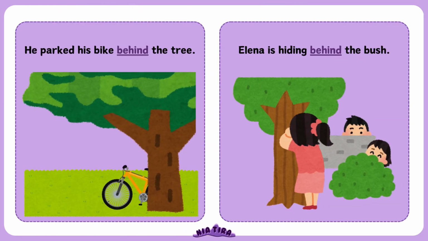He parked his bike behind the tree. In this sentence, the preposition behind indicates the location of the bike relative to the tree. It means that the bike is positioned on the far side of the tree from the speaker's point of view, or obscured by the tree when looking from the opposite side. Elena is hiding behind the bush. In this sentence, the preposition behind indicates the position of Elena relative to the bush. It shows that Elena is located at the back side of the bush, out of sight from the front or another perspective.